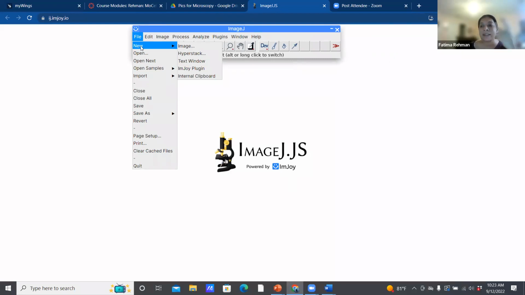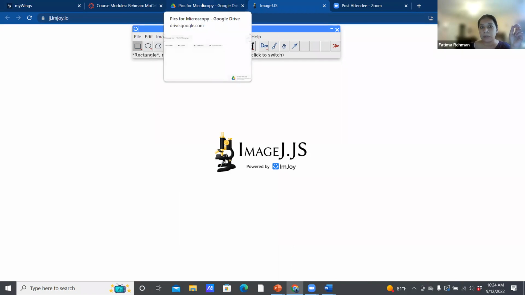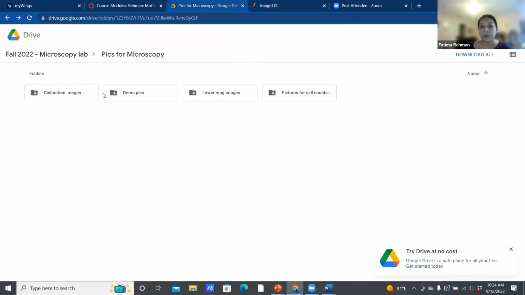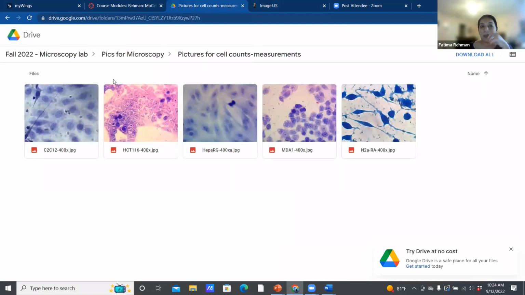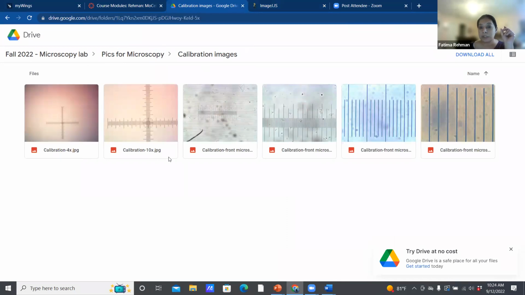What you would need to do is download the images that you're going to be working with in order to utilize them in image A. So you can't just open them from my Google Drive. You have to download them first. So you want to download the pictures for cell counts, and you're going to download the calibration images.